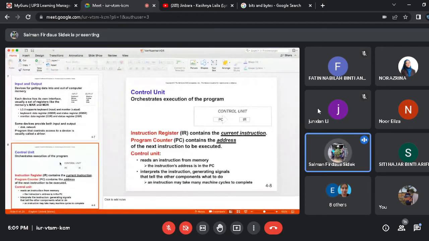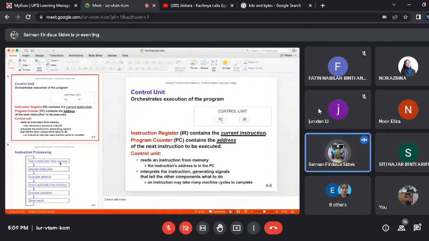Okay, now we already touched on memory, CPU, and input and output. And the last one is the control unit, the last one for the von Neumann model. The function of the control unit is to orchestrate the execution of the program. To orchestrate, to make it synchronized.